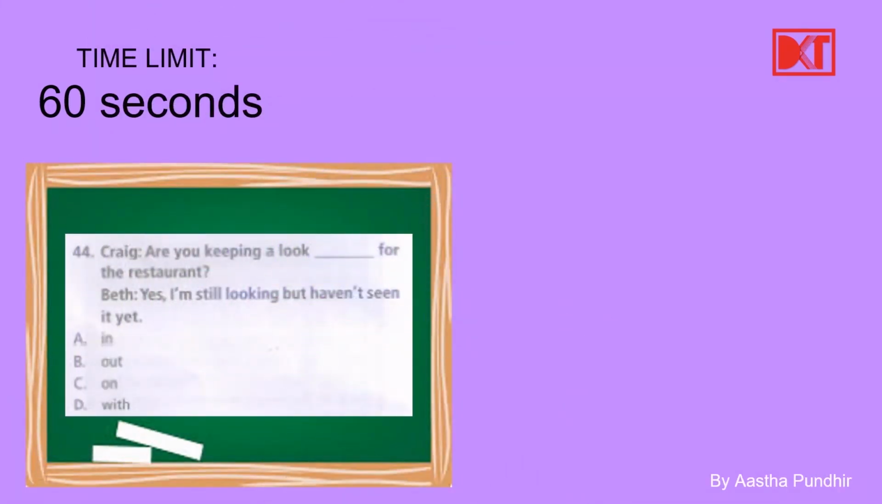Craig asks, are you keeping a look dash for the restaurant? Beth, yes, I'm still looking but haven't seen it yet. So the options: A, are you keeping a look in for? B, are you keeping a look out for? C, are you keeping a look on for? Or D, are you keeping a look with for? Here the correct answer is B. Are you keeping a look out for? This verb phrase look out means you are taking notice and being vigilant. All right, so looking out for.